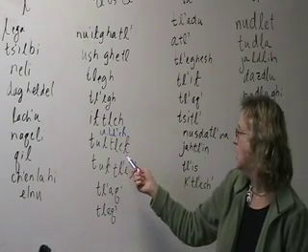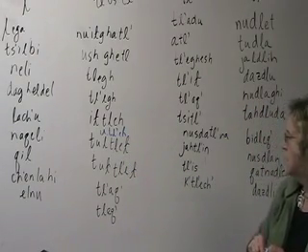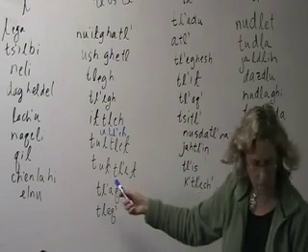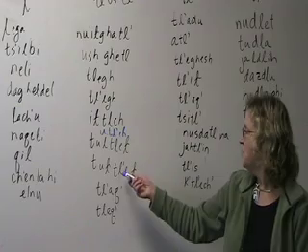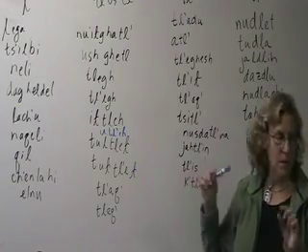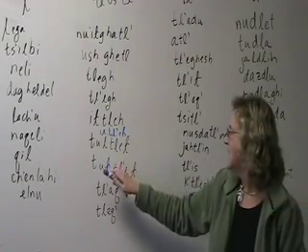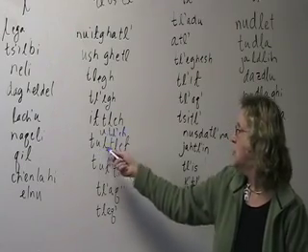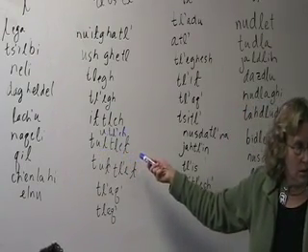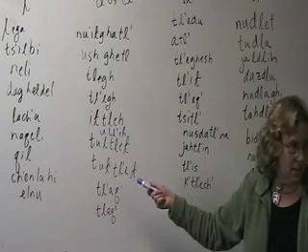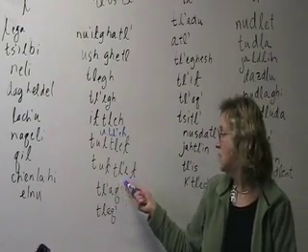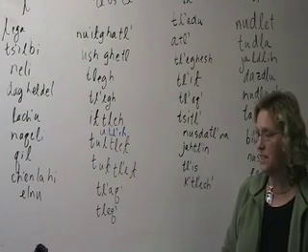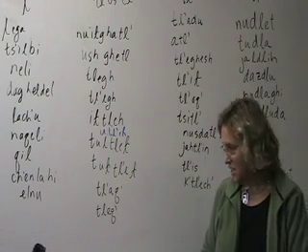And then tool clutch and tush clutch. Tool clutch. It's not a minimal pair, there's two differences. But tool clutch, and tush clutch. Tush. That's a good one for practice there. Tush clutch. Tool clutch.